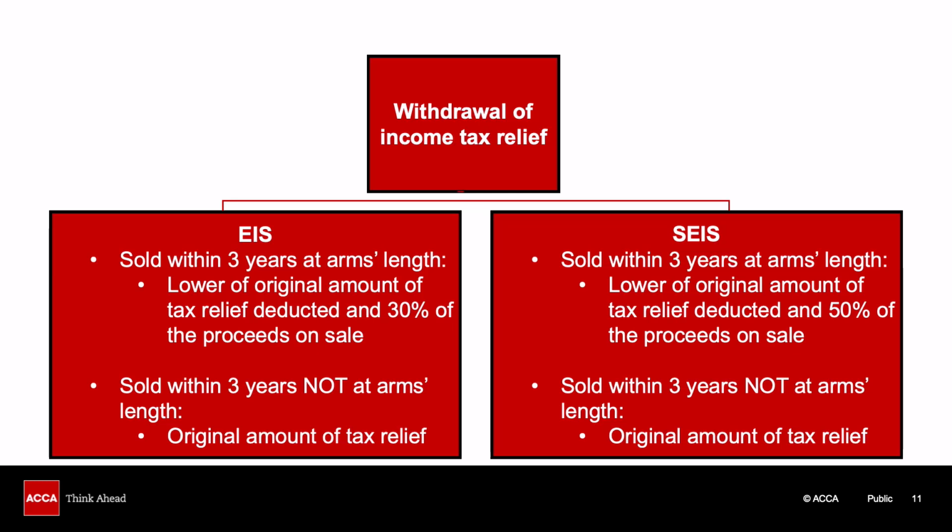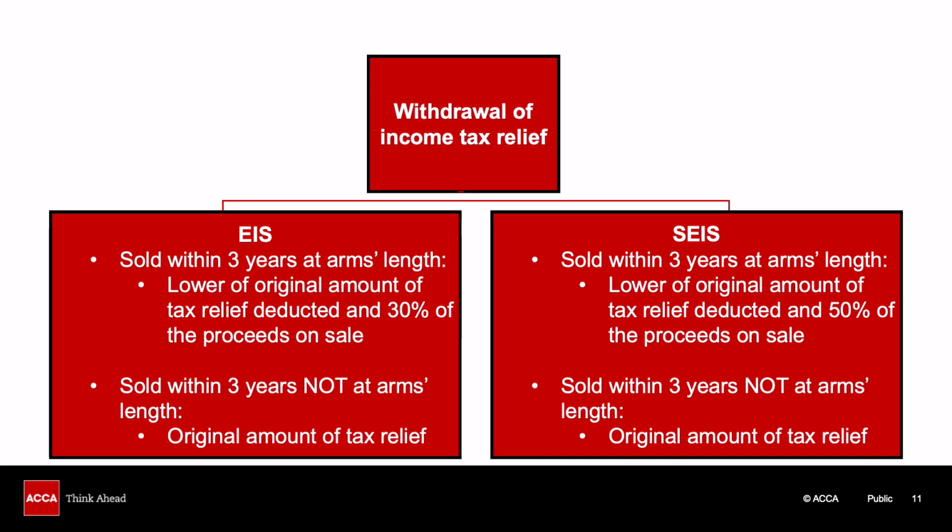If EIS or SEIS shares are sold within 3 years, the investor must pay HMRC back some or all of the income tax relief given on their purchase. If the shares are sold at arm's length, then income tax payable back to HMRC is going to be the lower of the original amount of income tax relief that was deducted from their tax liability and 30% multiplied by the share proceeds for EIS shares, or 50% multiplied by the share proceeds if we're looking at SEIS shares.